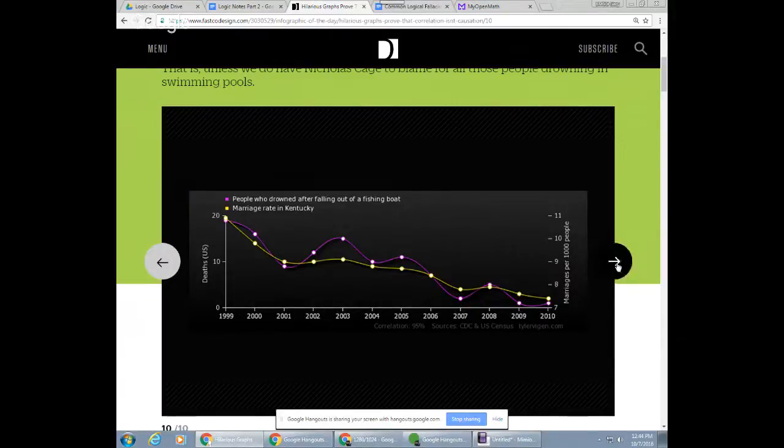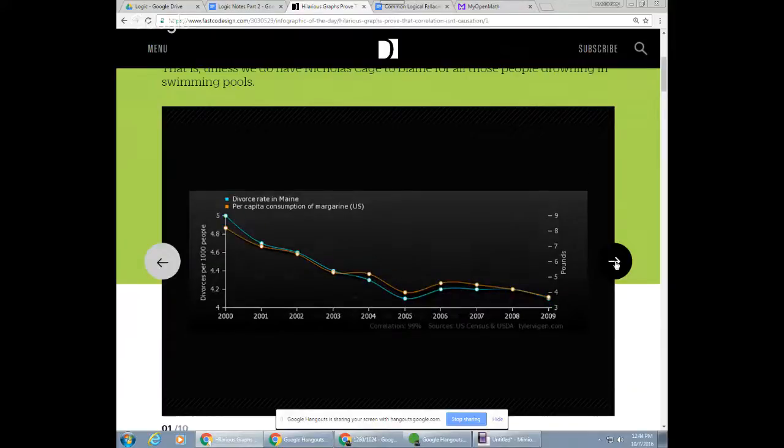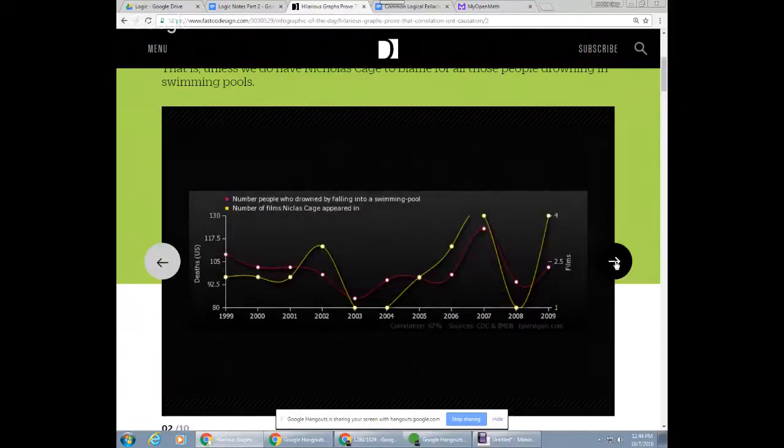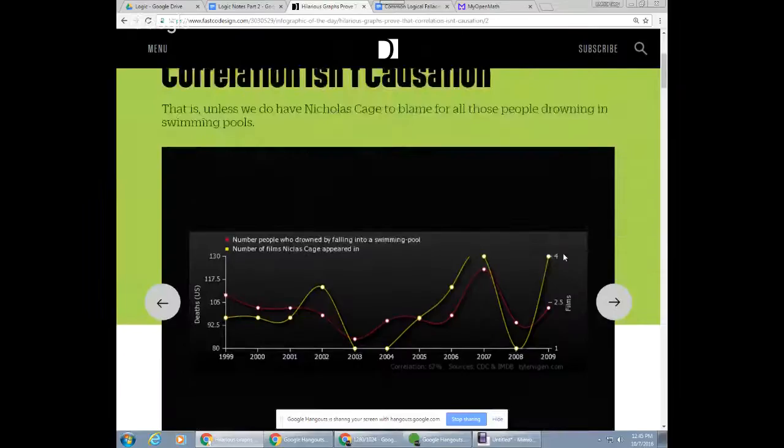Nicolas Cage, that was here. Oh, here it is. Number of people who drowned by falling into a swimming pool versus the number of films Nicolas Cage appeared in. Poor Nicolas Cage. Okay, all right, I like him. He's all right.